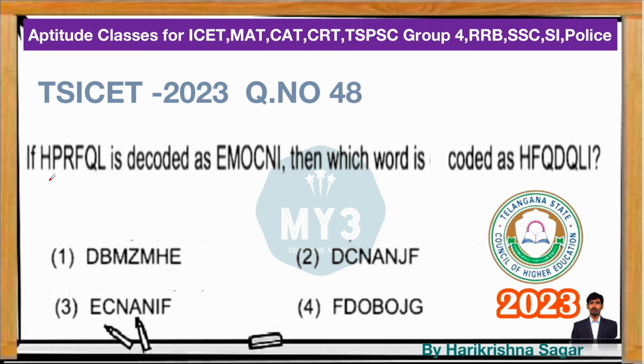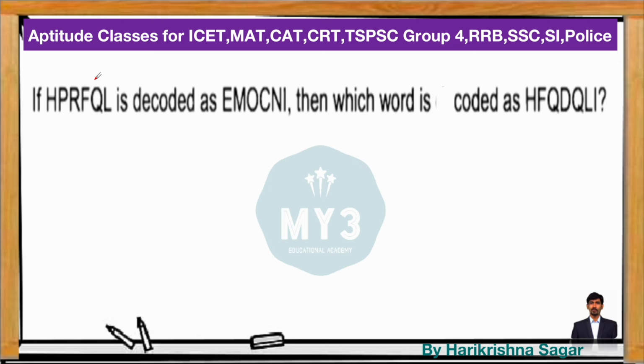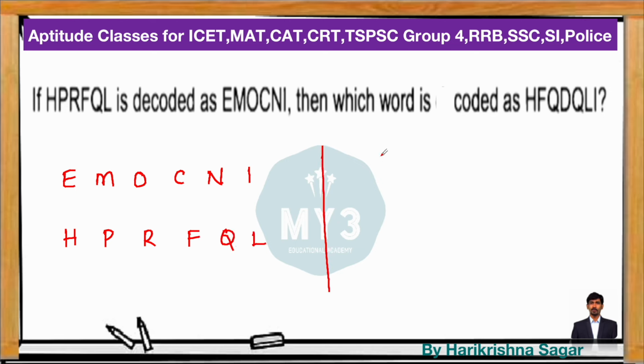Look at question number 48. If HPRFQL is decoded as this, then which word is coded as this? This is the question given for us. You can observe they have given a little reverse question here. HPRFQL is decoded as this. That means if you understand this, they are trying to convey that EMOCNI is coded as HPRFQL. So this is the question. Then which word is coded as this?